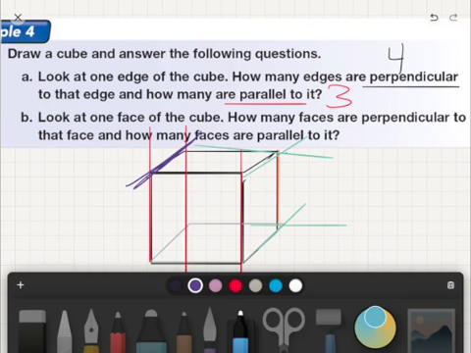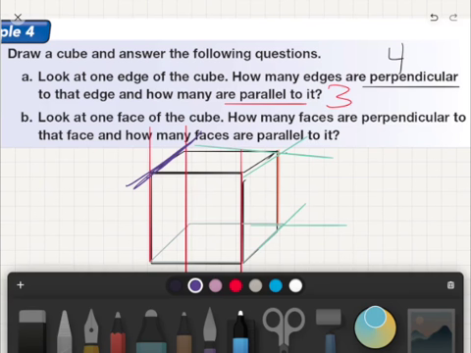Get rid of that guy. Look at one face of the cube. Okay. Well, maybe I'll use this face because then it's kind of easier to see all the other parts to it. Okay. So how many faces are perpendicular to it?